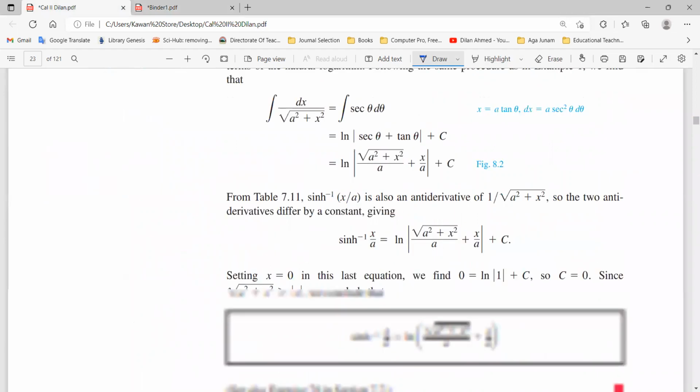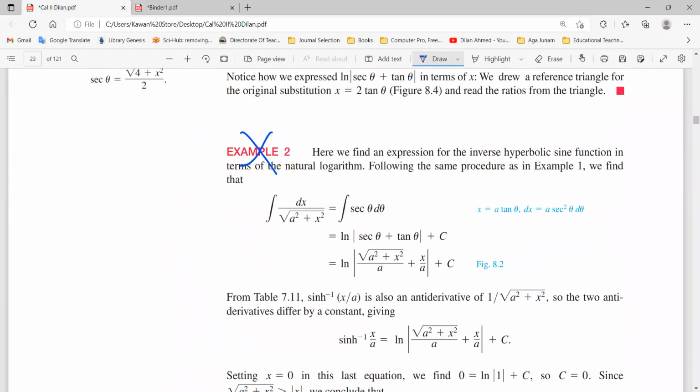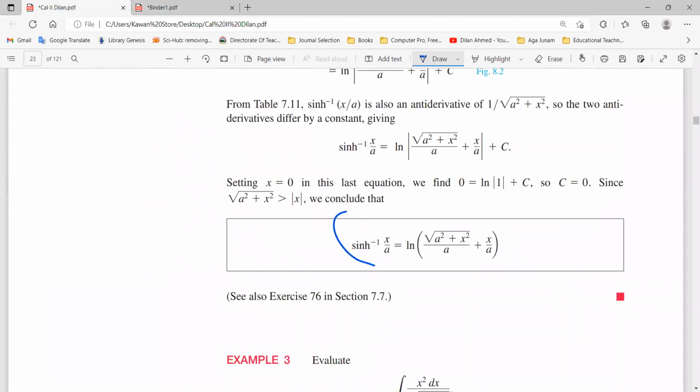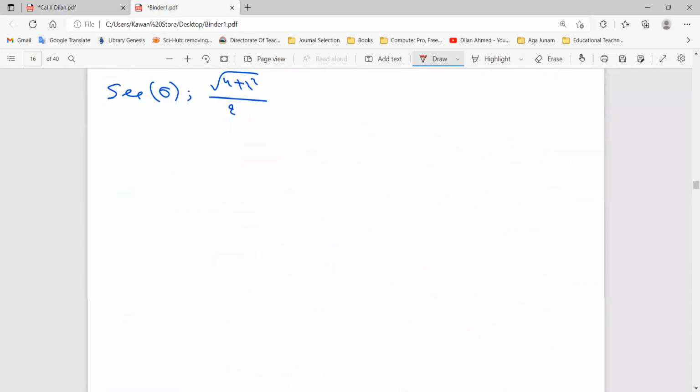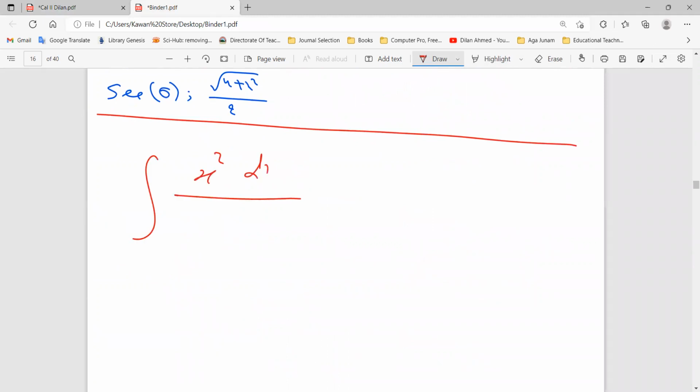Now, forget about example 2. It's just comparing this rule with that rule, so you don't need to take time with that one. So example number 3. Can you do it? Do you have any idea? We have x squared dx over the square root of 9 minus x squared. Am I right?